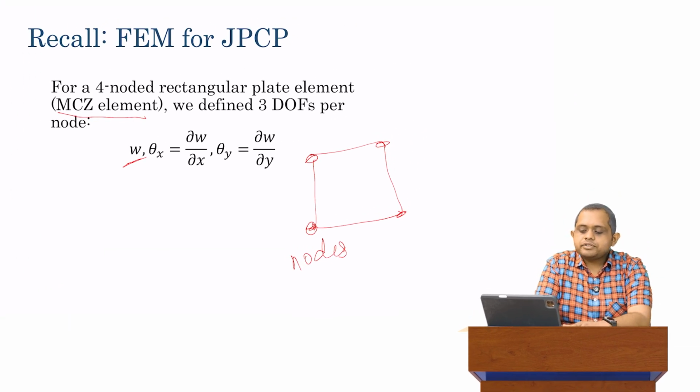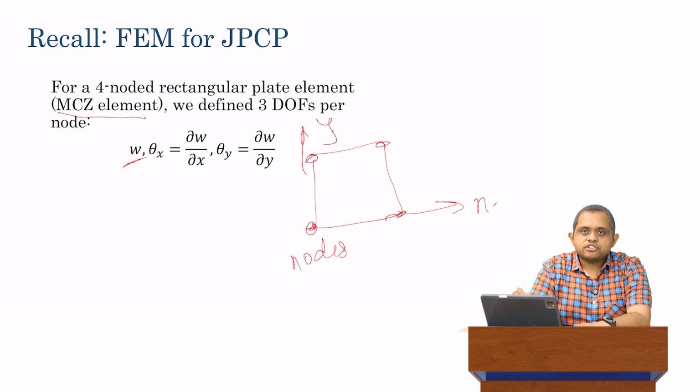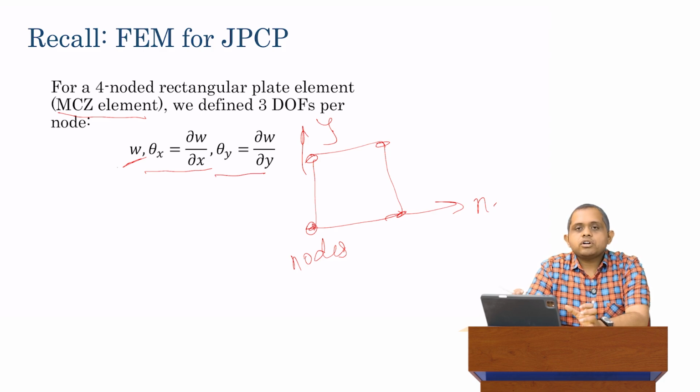But the other degrees of freedom, if I draw the coordinate system here, X and another coordinate system Y, we have W, which is in the Z direction, that's through the screen. And then we have rotation about the X axis that we call theta X, that's del W over del X. And we have rotation about the Y axis, that's del W over del Y. So we've got del W over del X as well as del W over del Y, and these 3 constitute our degrees of freedom per node.